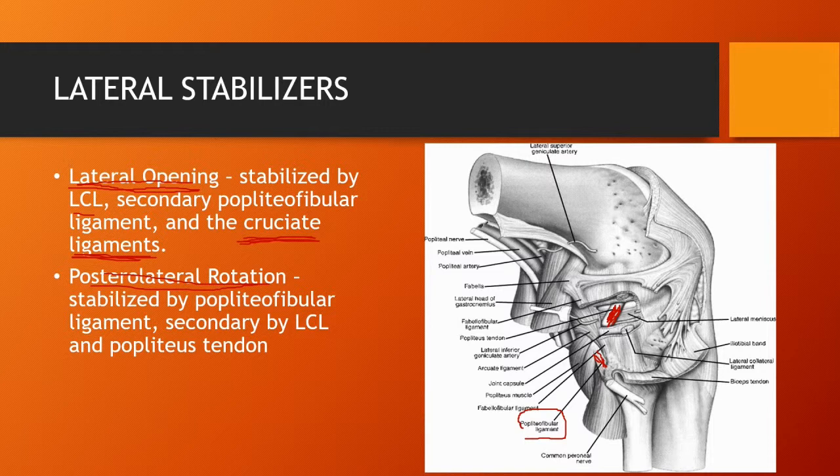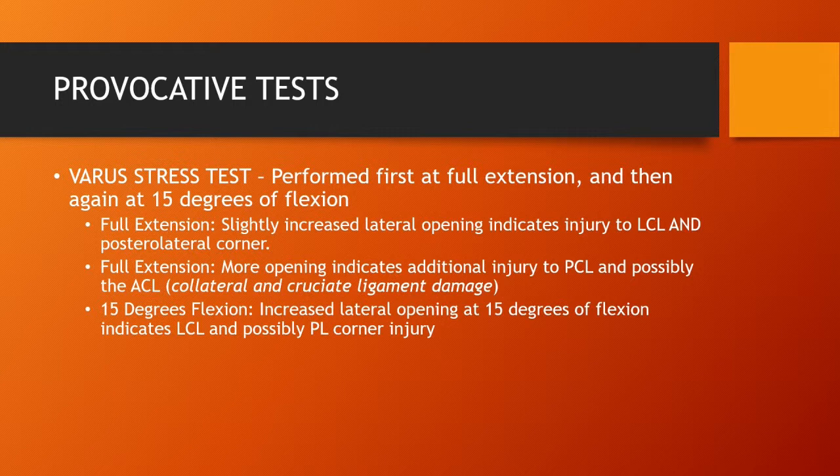Okay, so let's talk about how to assess these structures. To begin, we begin with a simple varus stress test. And like the valgus stress test for the assessment of the medial collateral ligament, we're going to first perform the varus stress test at full extension and then again at 15 degrees of knee joint flexion.